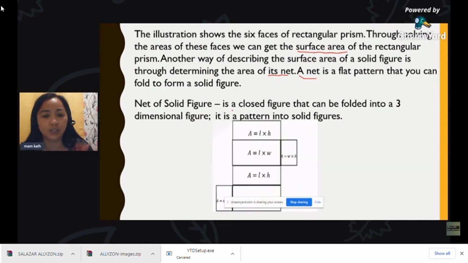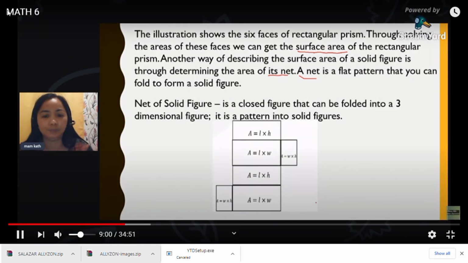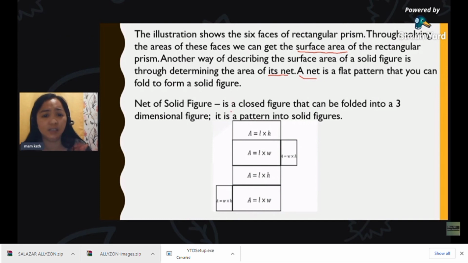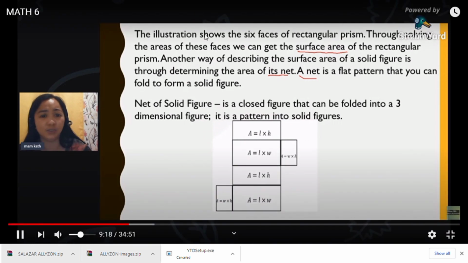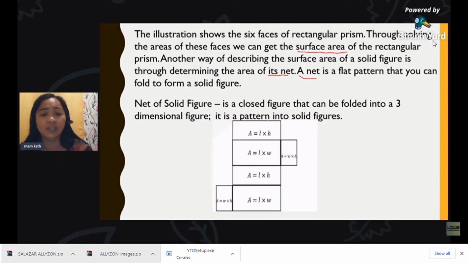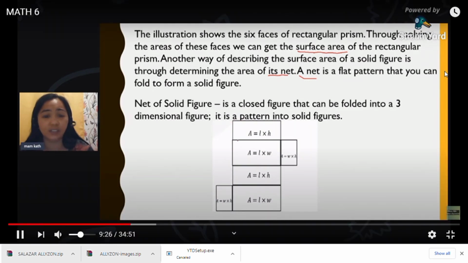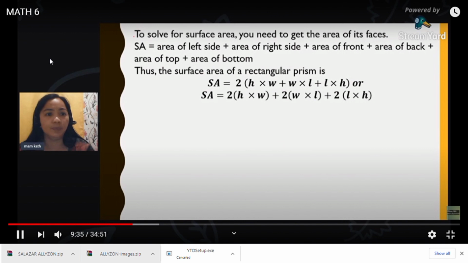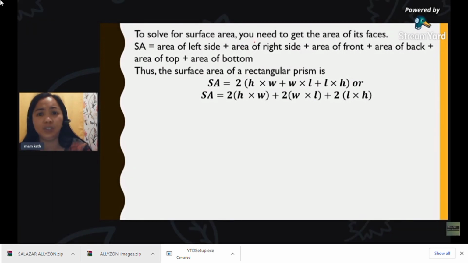Now, look at this illustration. This is the net of a wooden box or a rectangular prism. So kung mapapansin nyo, yung ating net, it has 6 faces. So pagpalagay na ito yung net nung cocoveran ni Aling Sol or yung net ng old wooden box niya. As you can see, there are 6 rectangles here. Ayan. To solve for the surface area, you need to get the area of its faces.